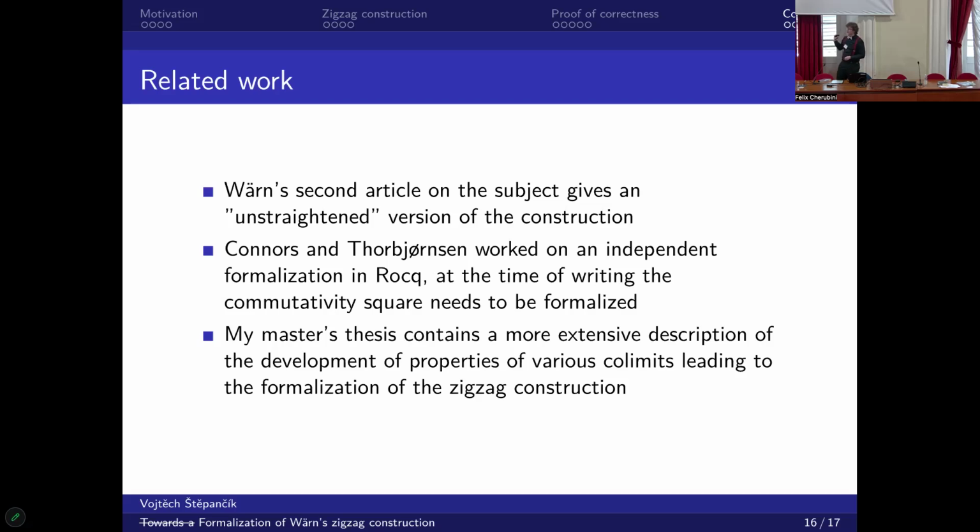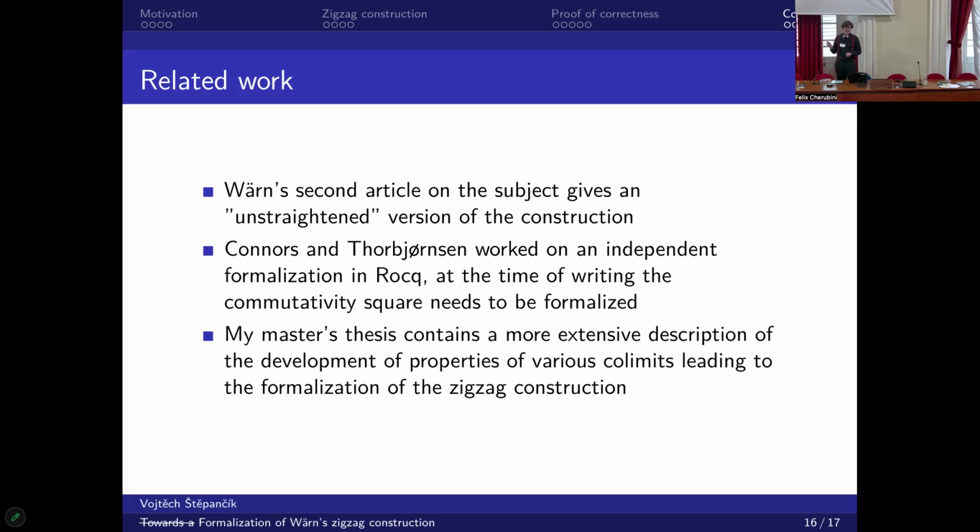And to finish off, I'd like to present some related work. First of all, Wärn released a second article, which presents the construction in an unstraightened version, which means that instead of working with type families, which are functions into the universe, it's a type and a function into the base type. There's also an independent formalization in Coq by Ben Connors and Tom Thornbjörnsson, but it's still unfinished.